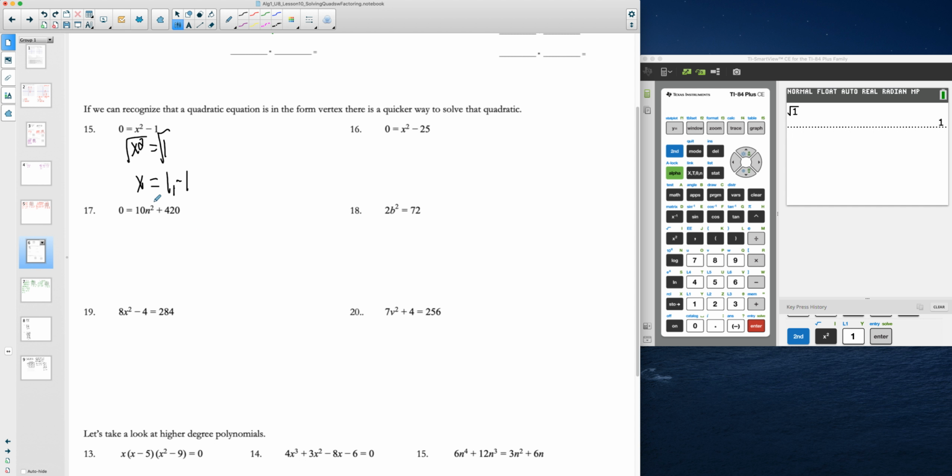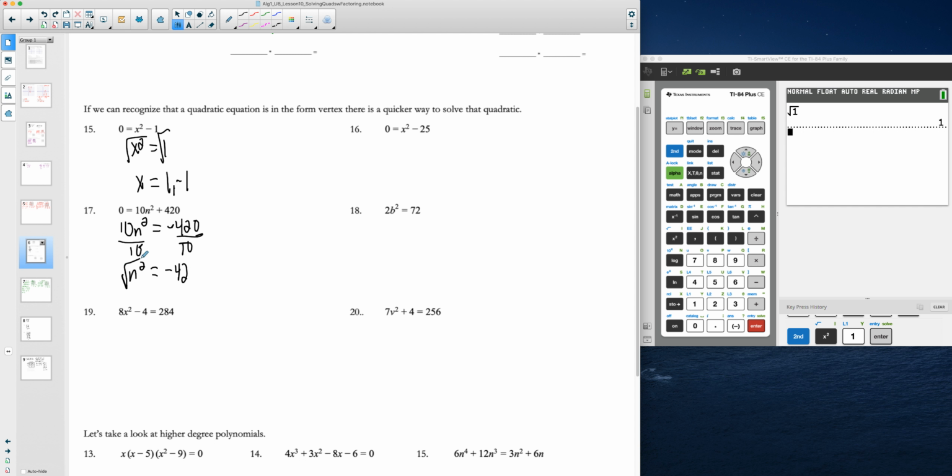Now when I look at 17, it's equal to 0. What we talked about is using that 0 property. What plus 420 is 0? Negative 420. So I know 10n squared has to equal negative 420. Then I can just divide by 10, divide by 10. That means n squared would equal negative 42.